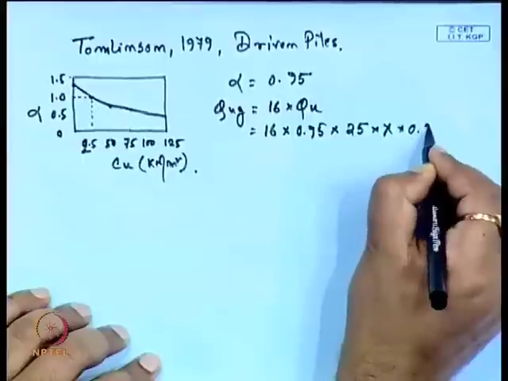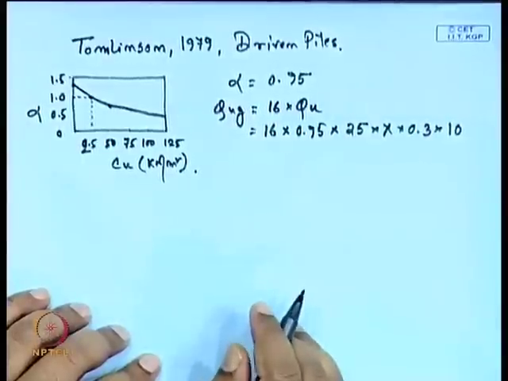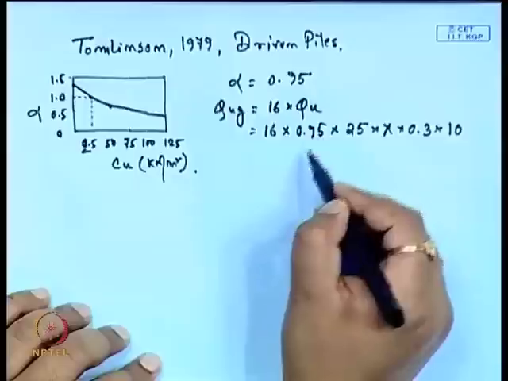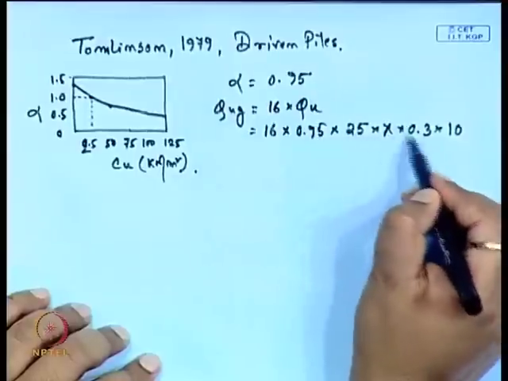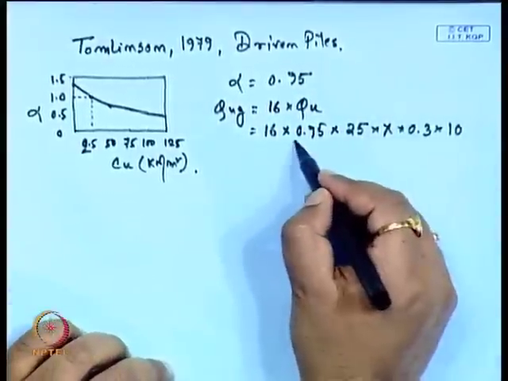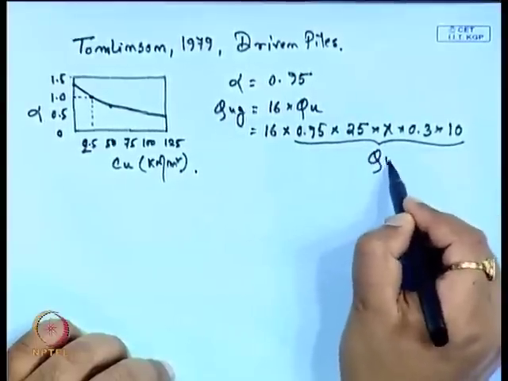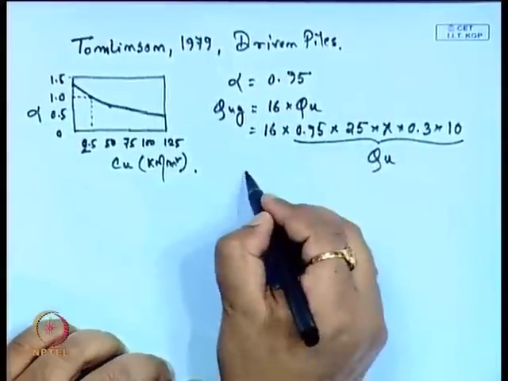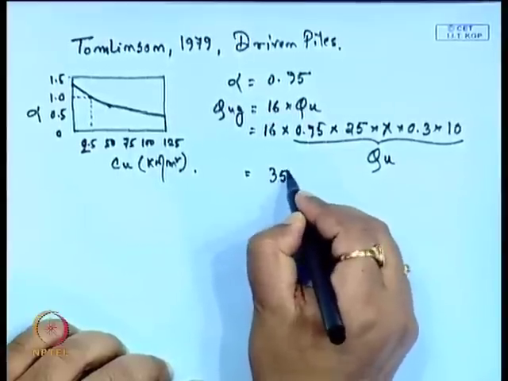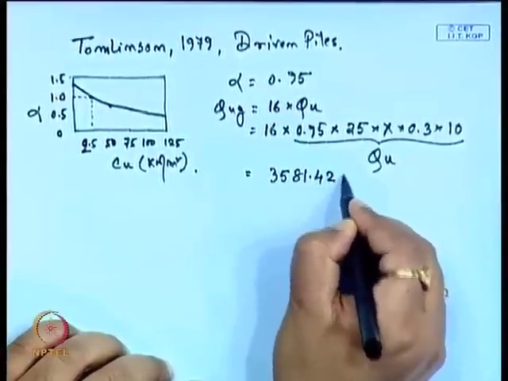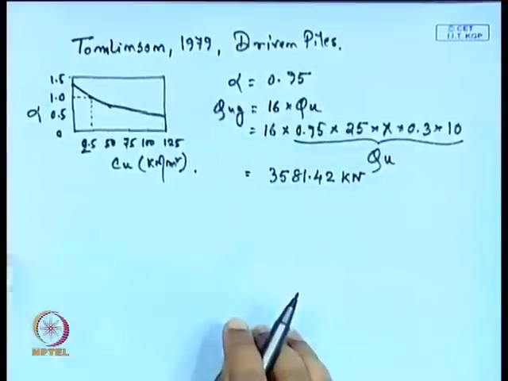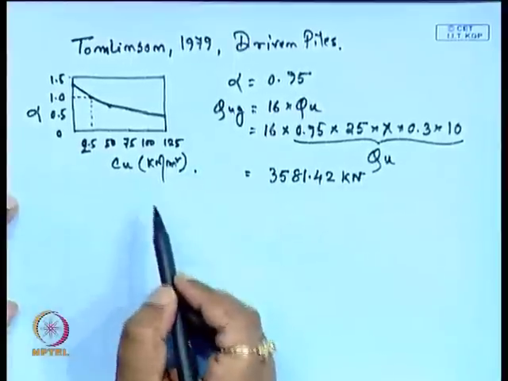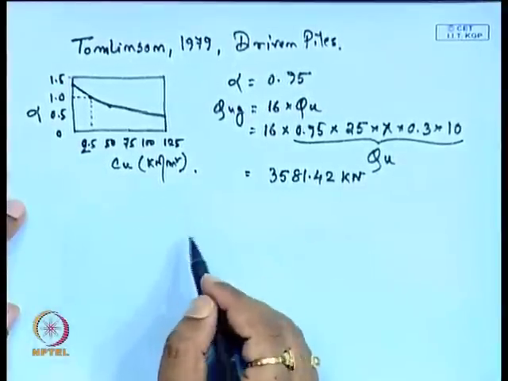This is 16 into alpha, 0.95, into C_u, 25, into pi into 0.3 into 10. This total thing is equal to the individual pile load carrying capacity, the ultimate pile load carrying capacity of the individual pile. So, the total load carrying capacity is 3581.42 kilonewton. That is the load carrying capacity of the pile in group. Here, all the calculations we are doing are for the compressive load carrying capacity of the pile.